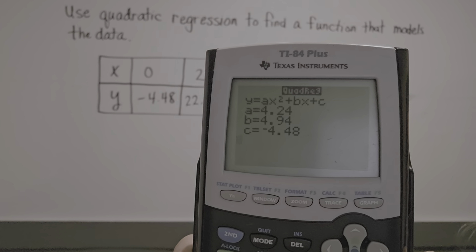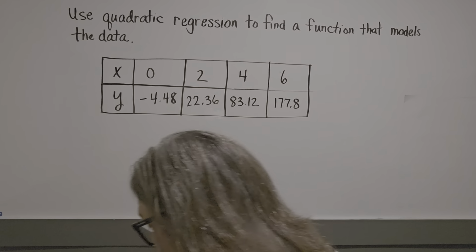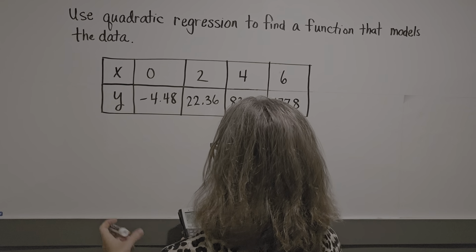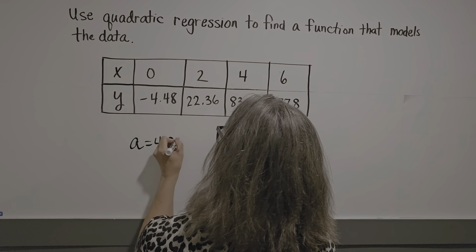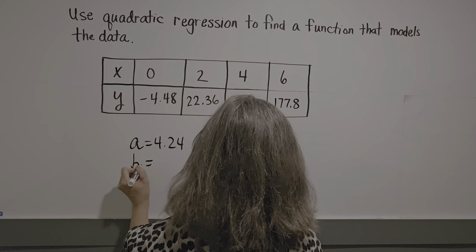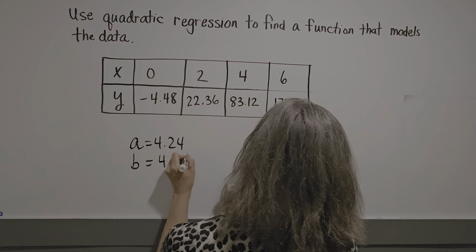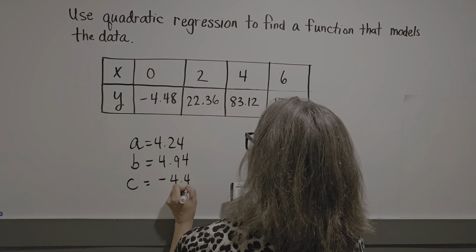So we have the A, B, and C. A is 4.24. B is 4.94. And C is negative 4.48.